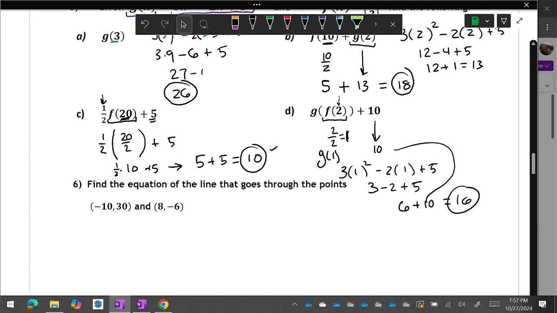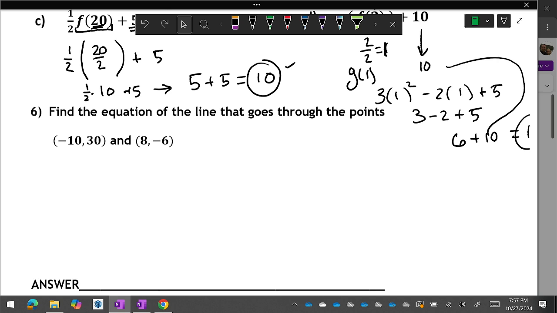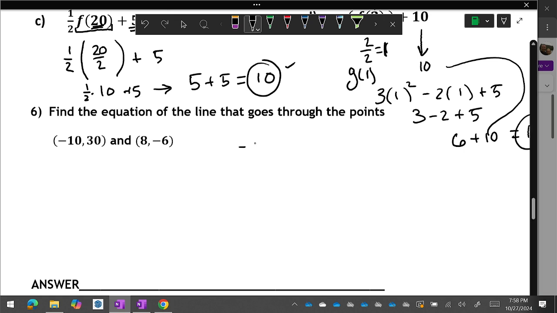All right, moving on. Question 6. It says, find the equation of the line that goes through the points. This is one of the key questions for this chapter. You should be able to quickly and efficiently come up with an equation given a couple of points. I'm going to go through and calculate the slope. So I'm going to write -6 minus 30. What I've just written down here is the difference in my y values.